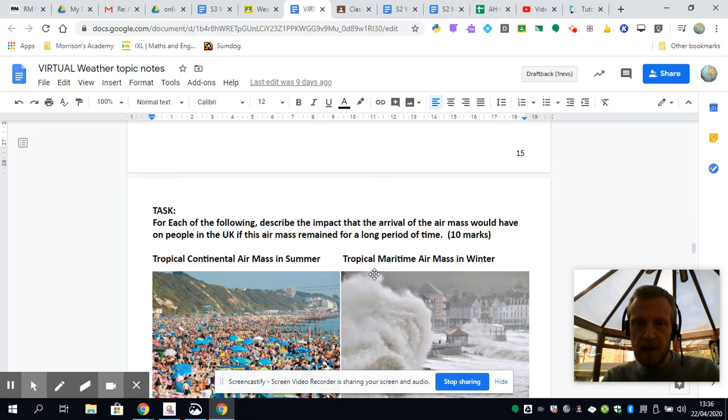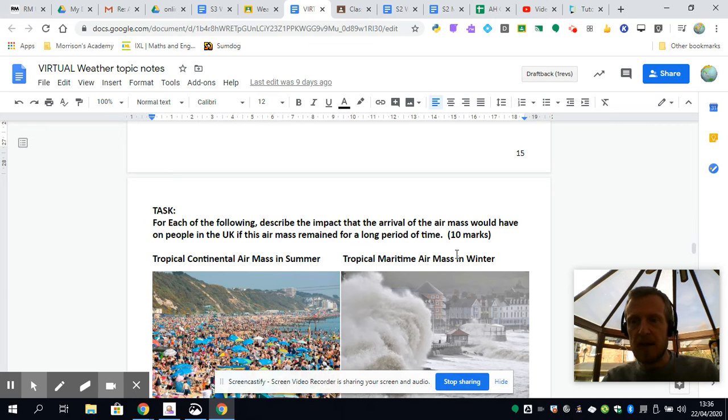Then I'd like you to tell me about a tropical maritime air mass in winter. Now, this is going to be warm, but it's coming from the ocean and it's wintertime. So what this kind of air mass is going to do is bring an awful lot of rain, huge amounts of wind and storms. It's not going to be extremely cold. It's just going to be your typically really wet weather.